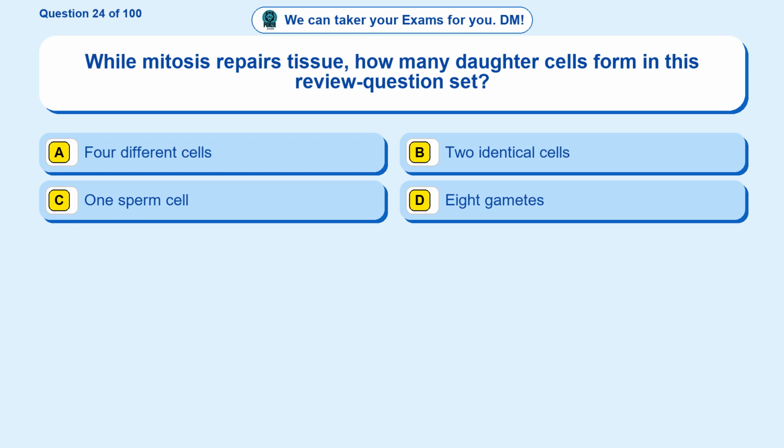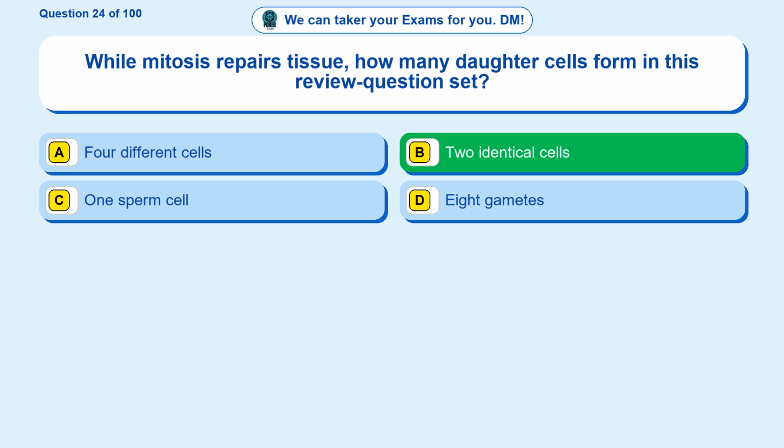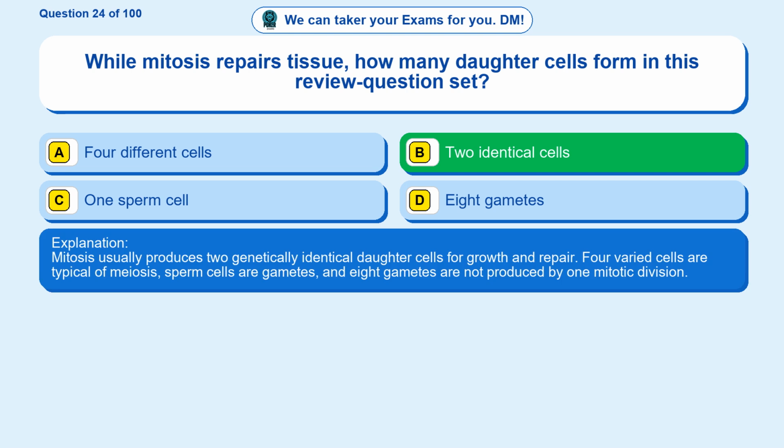Question 24. While mitosis repairs tissue, how many daughter cells form in this review question set? Option A, 4 different cells. Option B, 2 identical cells. Option C, 1 sperm cell. Option D, 8 gametes. The correct answer is option B, 2 identical cells. Mitosis usually produces 2 genetically identical daughter cells for growth and repair. 4 varied cells are typical of meiosis, sperm cells are gametes, and 8 gametes are not produced by one mitotic division.